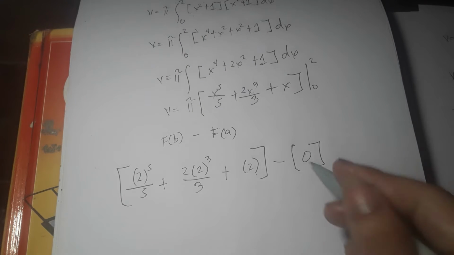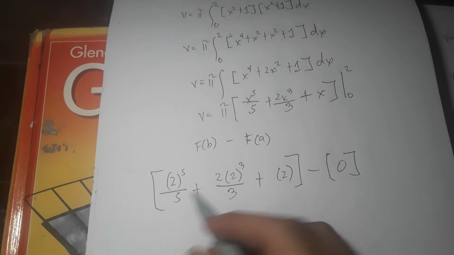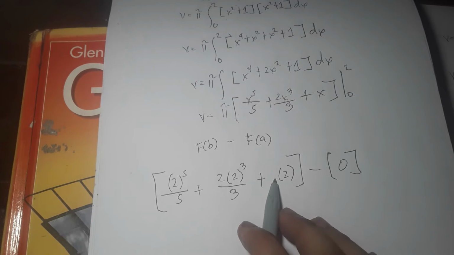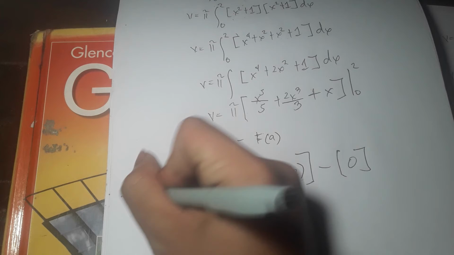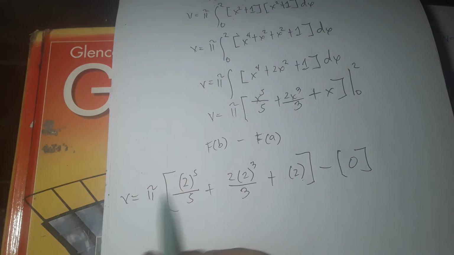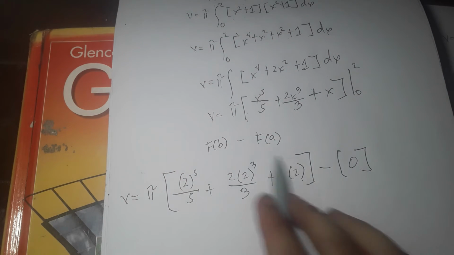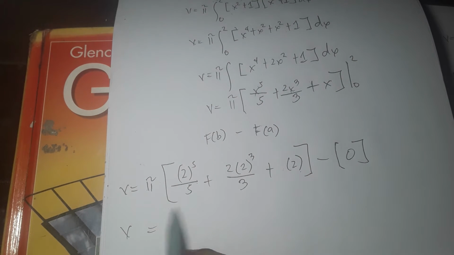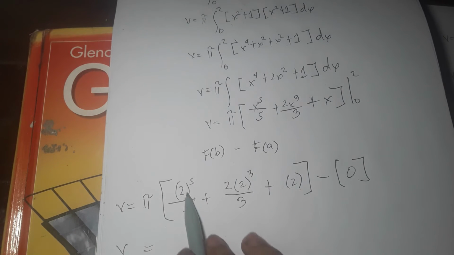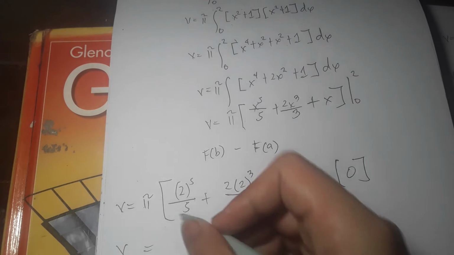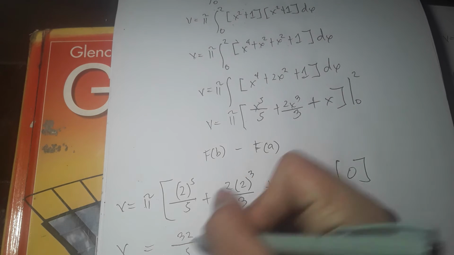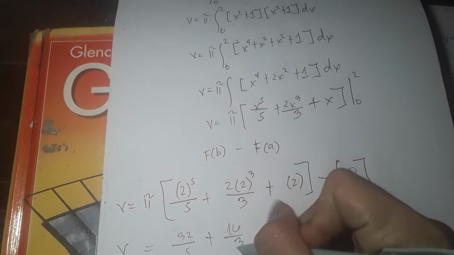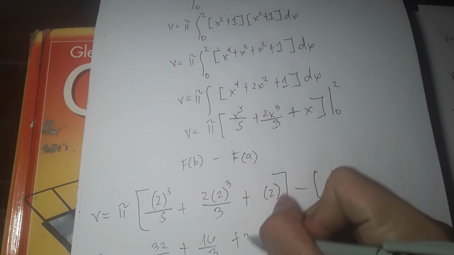So for now, our concern is only this function. So V equals pi times this function. We need to simplify this one. 2 to the 5th is 32 over 5, plus 2 to the 3 is 8 times 2 is 16 over 3, and then plus 2.